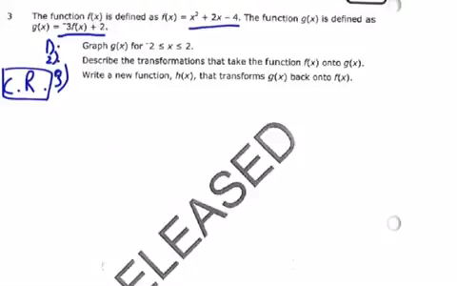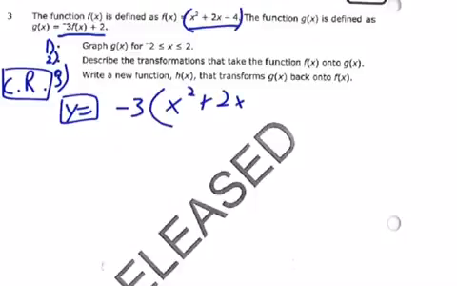So this is as simple as graphing the function. I'm going to go to y equals, and type in negative 3, in parentheses, the f of x function, x squared plus 2x minus 4, and then plus 2. I can type it in exactly like that, or I can go ahead and expand it out.